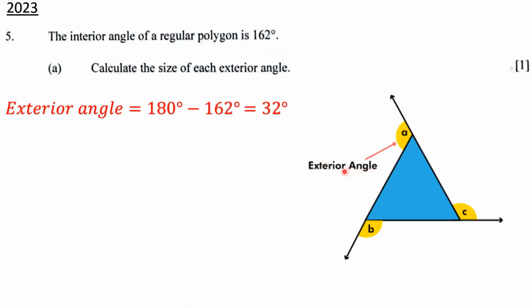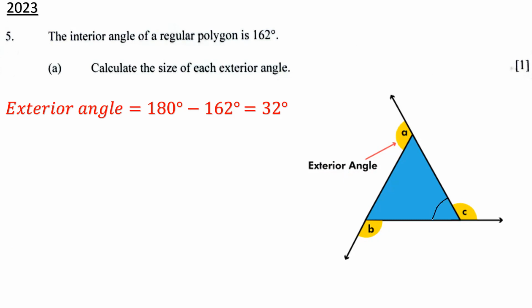Exterior angle, as the name suggests, refers to angles that are on the outside of the polygon. For example, angle A is on the outside, angle B is on the outside, and angle C is also on the outside. So they are what we call the exterior angles. Now the interior angle, as the name suggests, refers to the angles that are on the inside of a polygon.